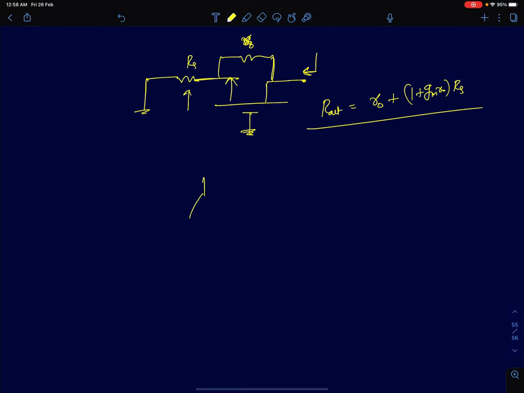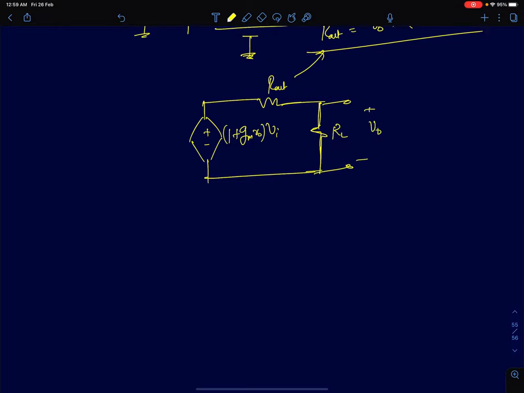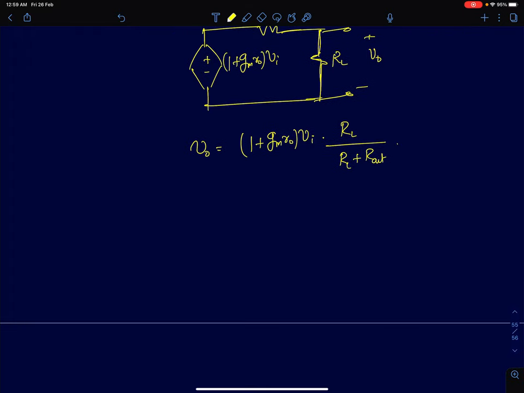So finally, I have a Thevenin representation for this circuit. It will be (1 plus gm R0) times Vi, with an output resistance given by this value, and this will be connected to the load resistance RL. So now the output voltage across the load resistance, V0, can be written as (1 plus gm R0) into Vi multiplied by RL by (RL plus Rout). So the voltage gain Av is simply (1 plus gm R0) divided by (RL plus Rout), into RL.